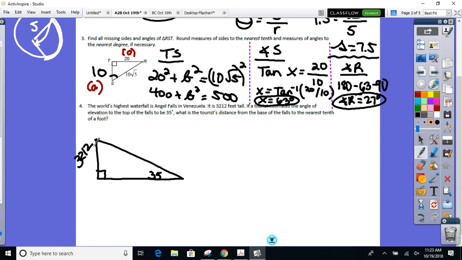Find the distance from the base of the falls. Base, so what am I looking for? The other leg or the hypotenuse? Base of the falls. Leg or hypotenuse? Leg, yep. Pythag, yes, no? Can I use Pythag? No, I don't know the third side, sorry. Can I use a 30-60 or 45-45-90? No, there's a 35-degree angle in there. What's my only other remaining option? SOHCAHTOA.